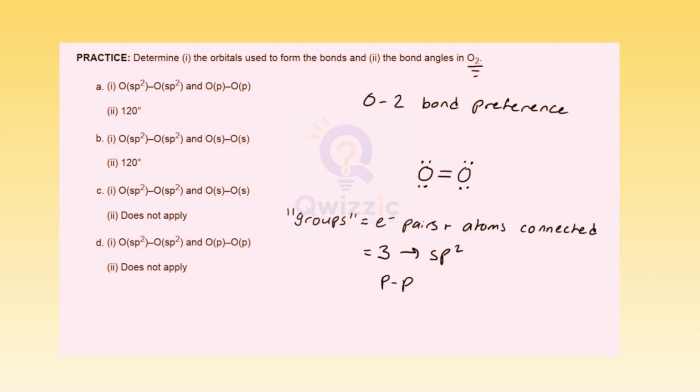So now let's talk about bond angle. Recall that a bond angle is defined by 3 atoms that make 2 bonds between all of them. So because there are only 2 atoms in total in this compound, bond angle determinations do not apply, meaning that our answer is option D in the multiple choice. For part 1, we have sp2 to sp2 and p to p, and for part 2, bond angle does not apply.